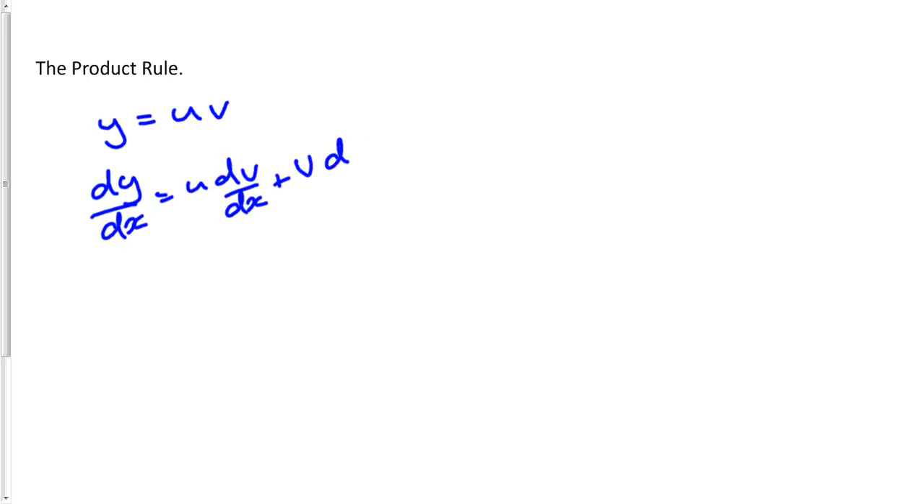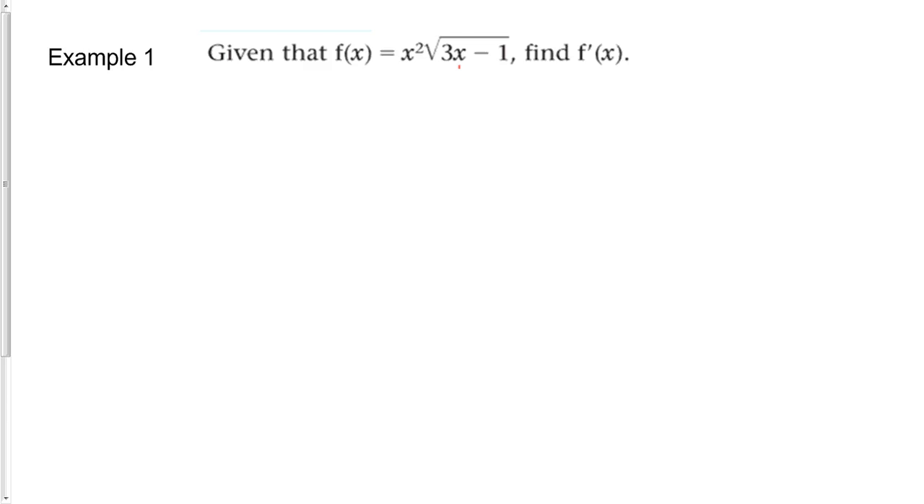And what it is: if we have y equals uv, where u is the first function and v is the second function, then we can say that dy by dx equals u dv by dx plus v du by dx. Now it looks a lot more complicated than it actually is. So we'll go through an example just to show how to do that.